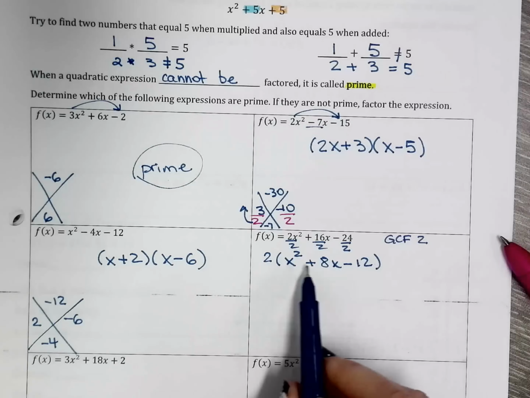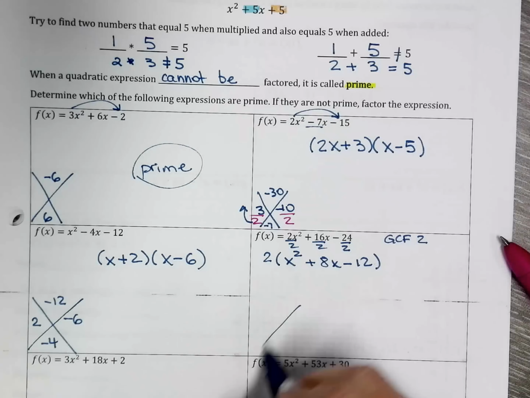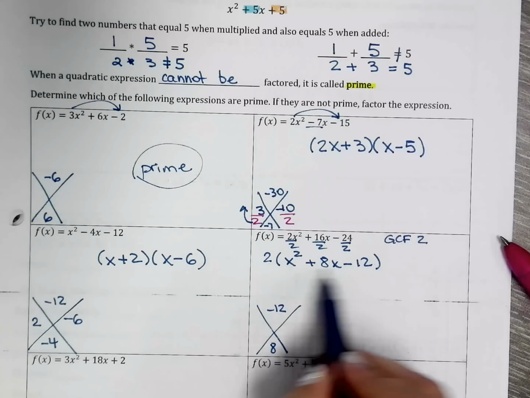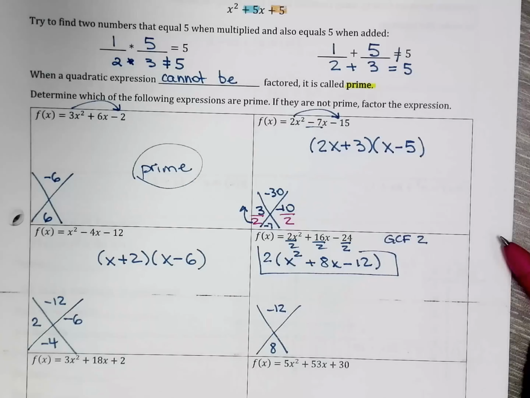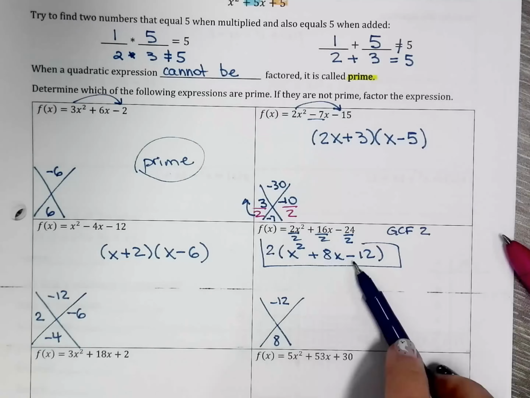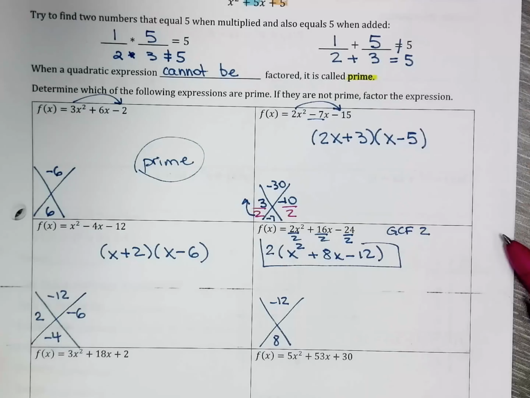Now, we need to check and see if we can factor this. So I have negative 12 and 8. So I have negative 1 and 12. That doesn't add up to 8. Negative 2 and 6. That adds up to 4. I can do 4 and 3. Nothing adds up to 8. So since I can't go any further, this is the end. It's not prime because we were already able to pull out the GCF. But you cannot keep factoring this because the one inside the parentheses is prime.